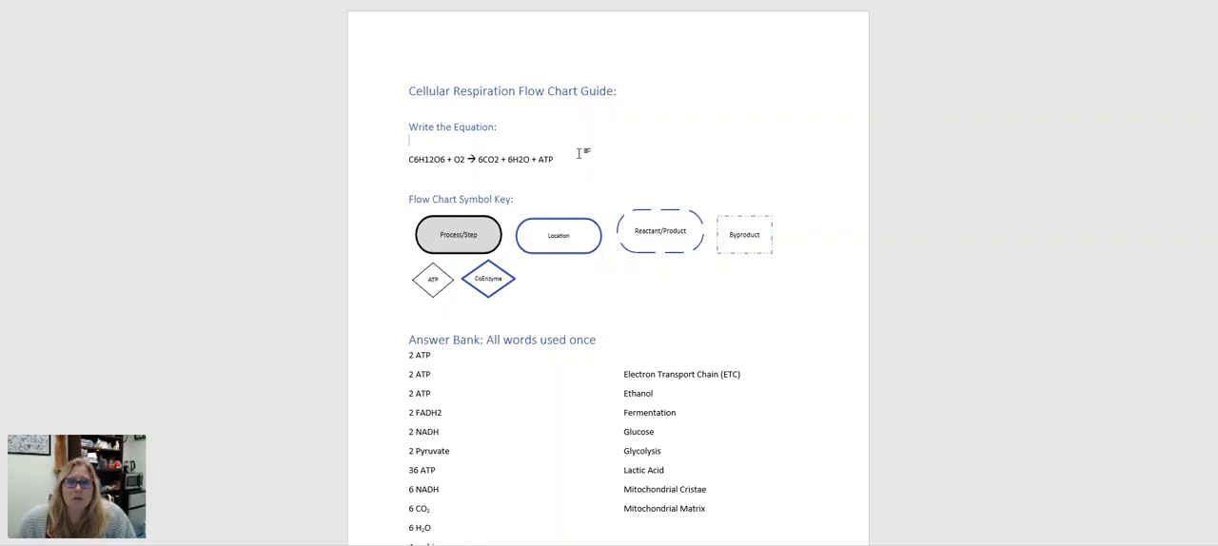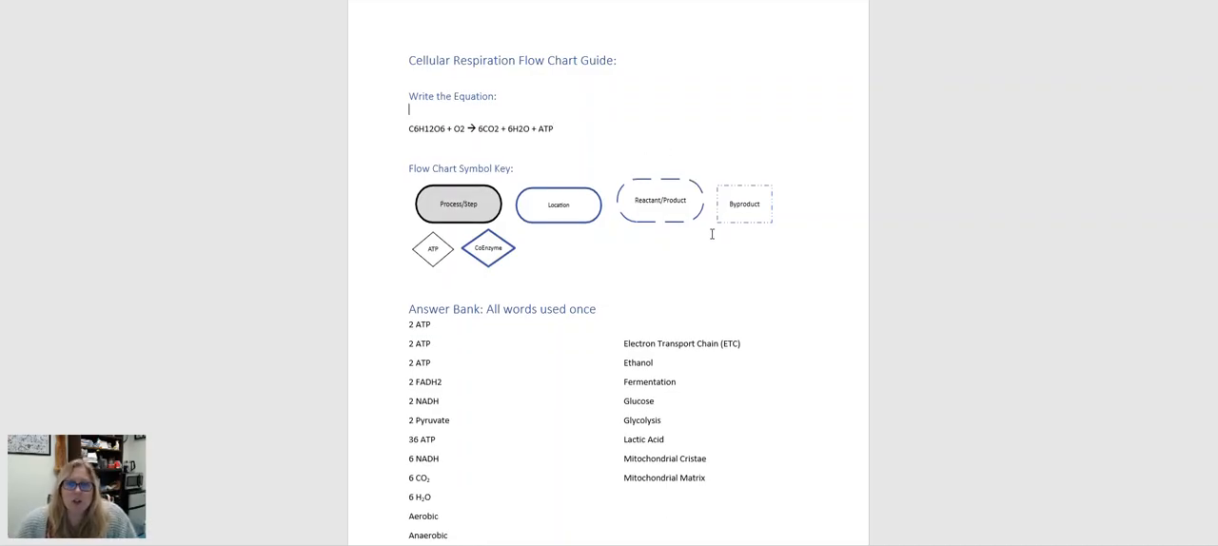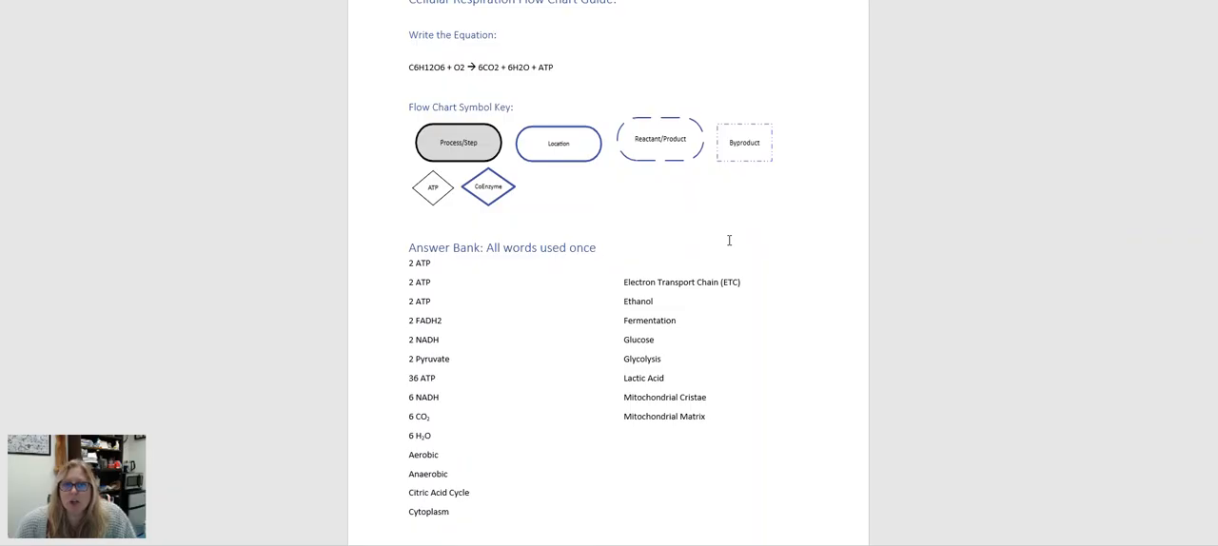Okay? So now that I have the equation, I can start looking at my word bank and try to determine where things might belong. Well, I see that I'm going to have a lot more ATP here. So I've got 2 ATP, 2 ATP, 2 ATP, and then 36 ATP. I'm making a lot of ATP in this whole process, okay? I also see some things that look similar to the coenzyme NADPH that we had seen in photosynthesis. So we have FADH2 and NADH, and there's a good chance that these NADHs and FADHs are going to play a role in a coenzyme sort of way.